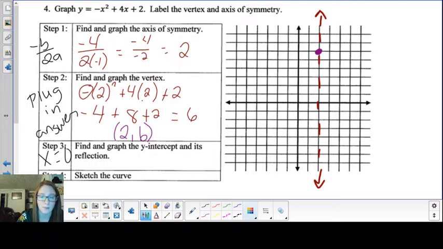Next, we're going to let 0 be x. So I have negative 0 squared plus 4 times 0 plus 2. And again, 0 squared is nothing. 4 times 0 is nothing. So I'm going to be at plus 2. So I am at 0 up 2. Ooh, I need to make this bigger.